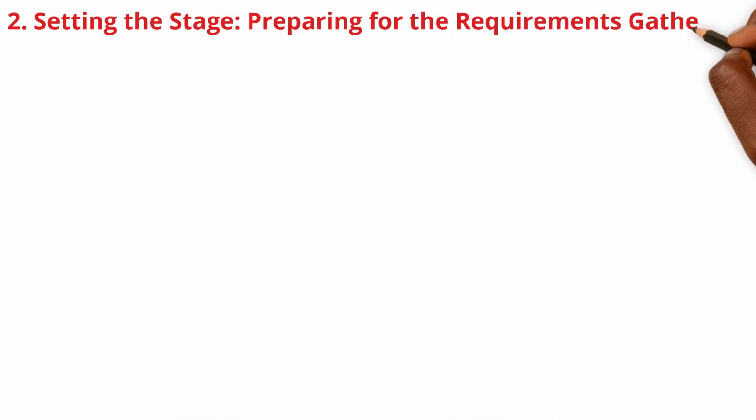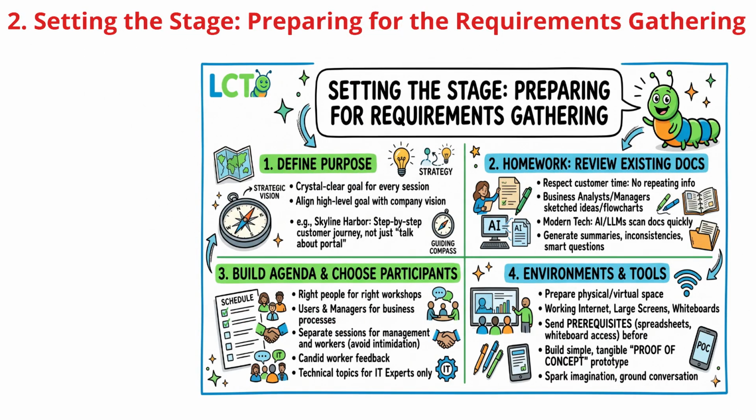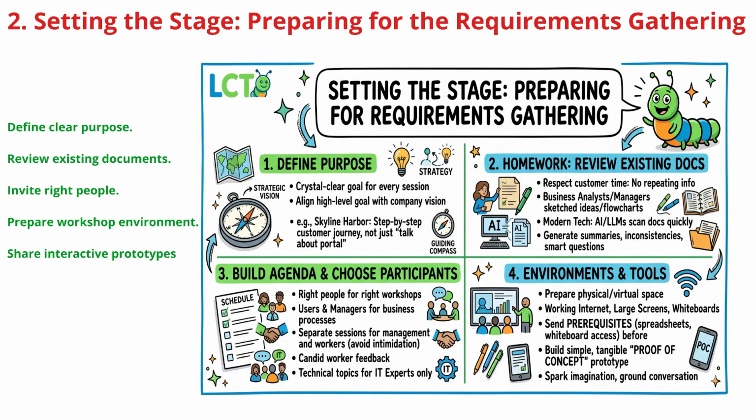Failing to prepare is preparing to fail. To avoid absolute chaos in your requirements meetings, you have to prepare meticulously to build a solid skeleton before adding the flesh of the project. First, define a crystal-clear purpose to act as your guiding compass. Next, do your homework by reviewing existing documents, and maybe even use AI to help summarize them. Then carefully select your attendees. Invite the right people to the right sessions so everyone feels comfortable speaking up. Finally, prep your environment and share interactive prototypes to spark imagination and ground the conversation in reality.